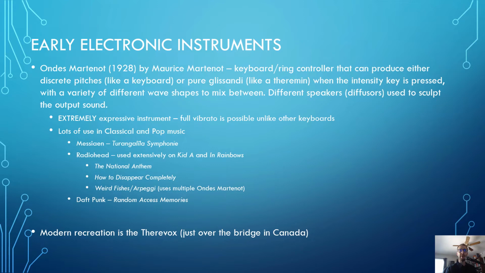Olivier Messiaen used it in his Turangalîla Symphony, and Radiohead are noted fans, using it extensively on Kid A and In Rainbows, specifically the tracks The National Anthem, How to Disappear Completely, and Weird Fishes/Arpeggi, which uses multiple Ondes Martenot. Daft Punk also used it extensively on Random Access Memories. And while it is extremely expensive and kind of finicky to get your hands on an original, you can get a modern recreation in the form of the Ondéa, which is just over the bridge from us in Windsor, Ontario.